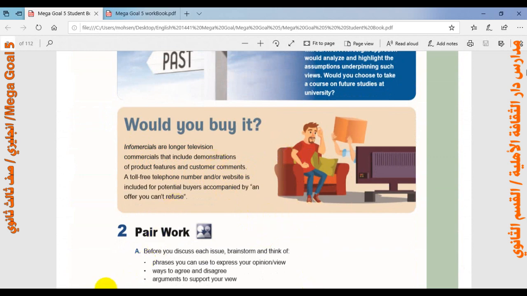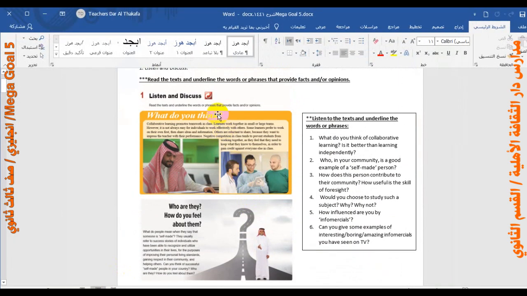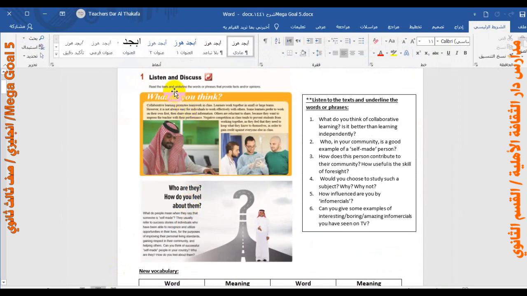Here I have given you the scripts you have listened to. What do you think of them and how do you feel about them? Listen to the text and underline the words or phrases. What do you think of collaborative learning? Is it better than learning independently, or working and learning on your own?